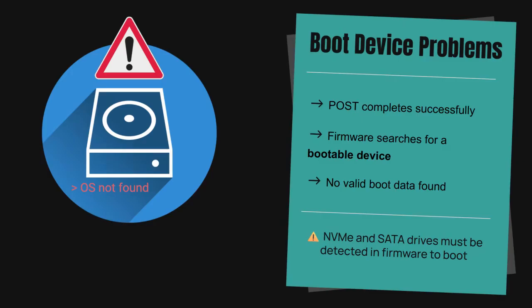You also have boot device problems. If POST completes successfully, firmware searches for a bootable device. Errors like operating system not found usually indicate boot order issues, disconnected drives, or corrupted boot data. NVMe and SATA drives must be detected in firmware to be bootable.